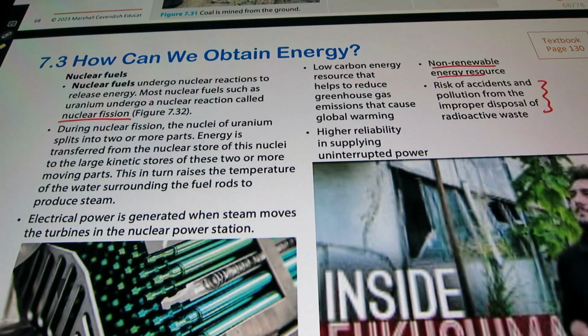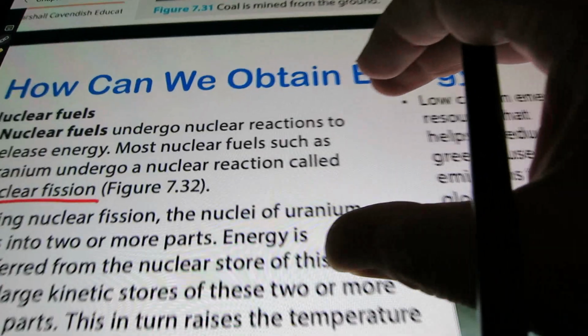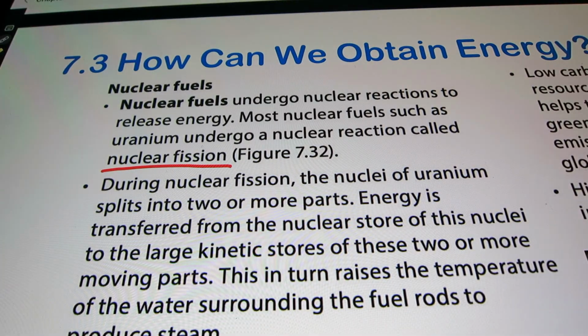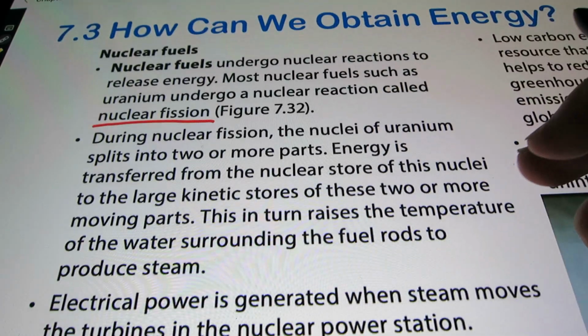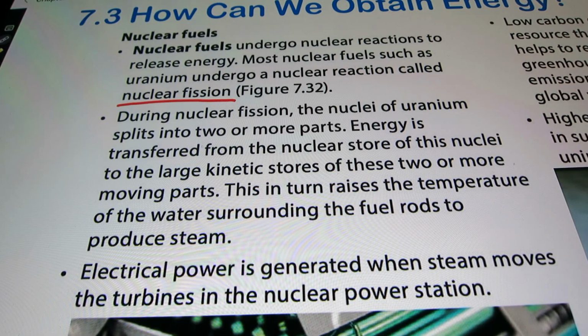Now, nuclear fuels. Basically what nuclear fuels are, there are certain nuclei that will undergo reactions, and when they undergo this reaction, they release an intense amount of energy. Right? Things like uranium, they undergo a reaction called nuclear fission. So in nuclear fission, what happens is that the nucleus of the uranium will split, and when it splits up, it will transfer a large amount of energy, and the energy is then used to heat up water.